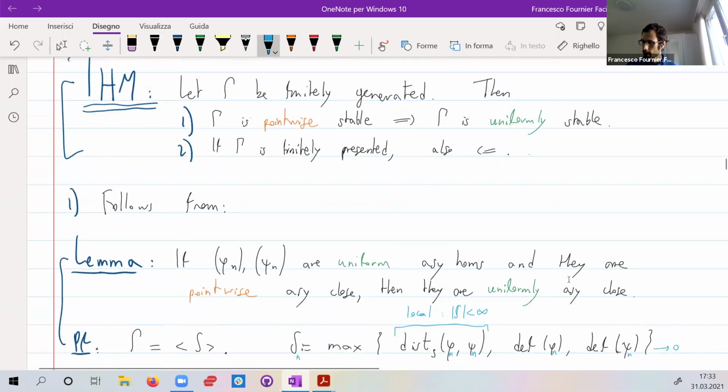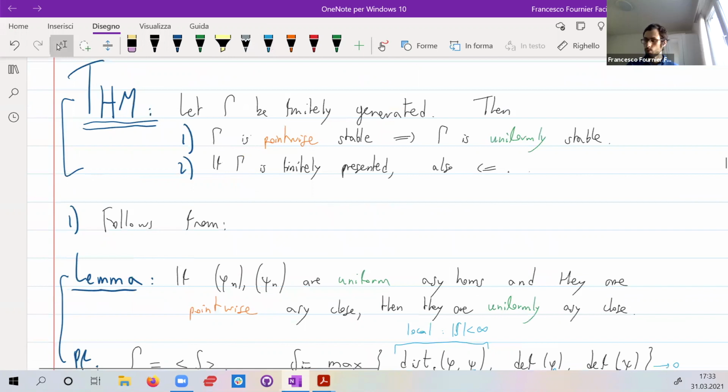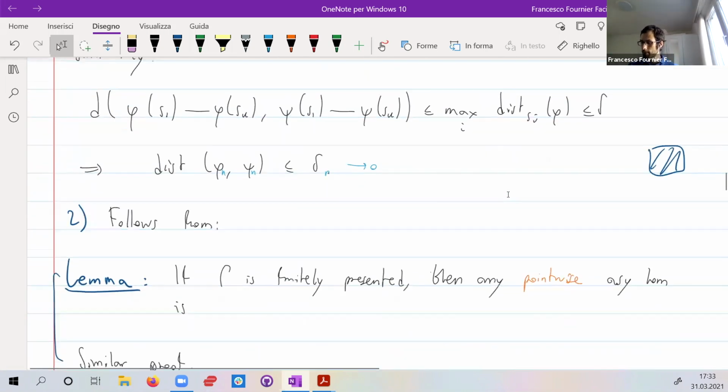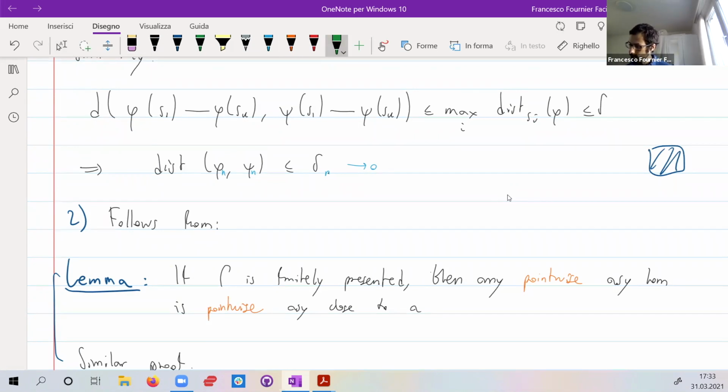So a finitely generated pointwise stable group is uniformly stable. And now for finitely presented groups, I would like a converse. So I start with a group which is uniformly stable, and I want to show that it's pointwise stable. And this again follows from a stronger lemma, which is that if Gamma is finitely presented, then any pointwise asymptotic homomorphism is pointwise asymptotically close to a uniform one.